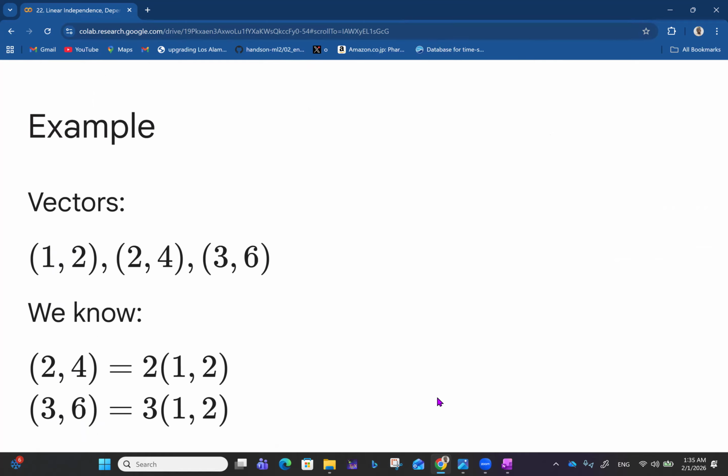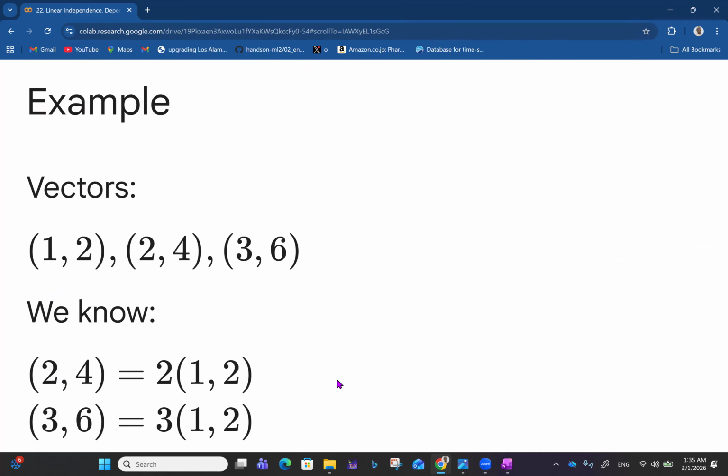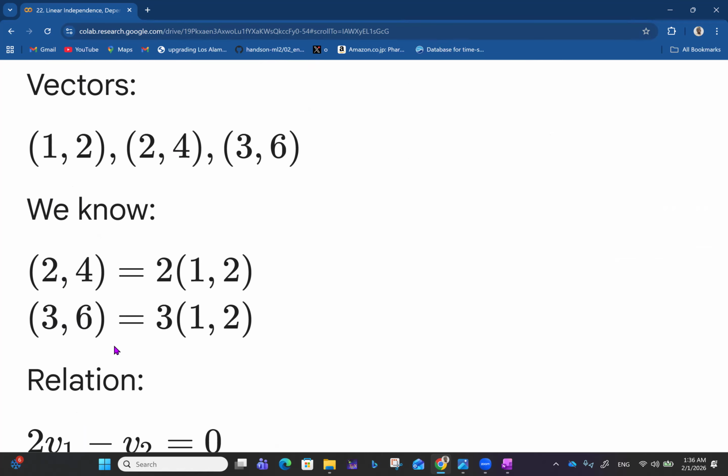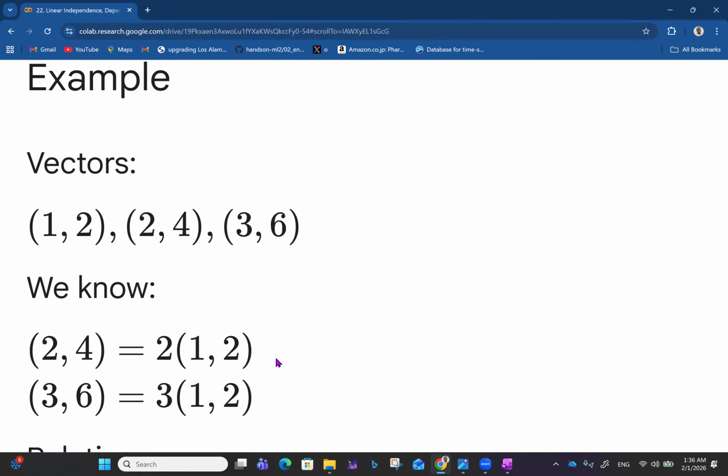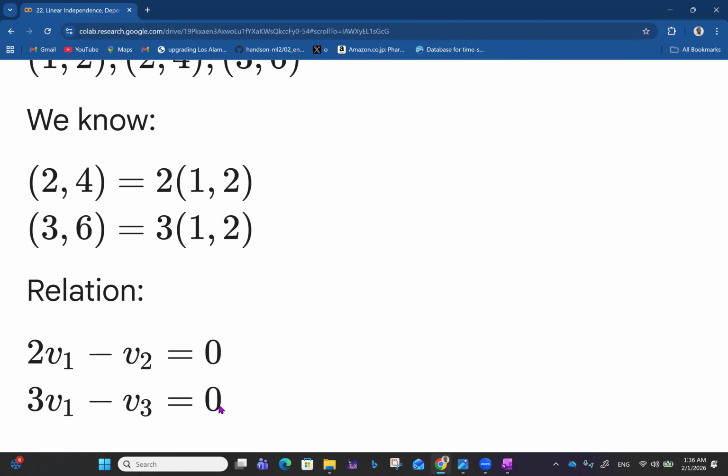So imagine these vectors now: (1, 2), (2, 4), (3, 6). You can already see linear dependence because (2, 4) is twice (1, 2), and (3, 6) is three times (1, 2). So the relation is such that you have 2 times v1 minus v2 equals 0.